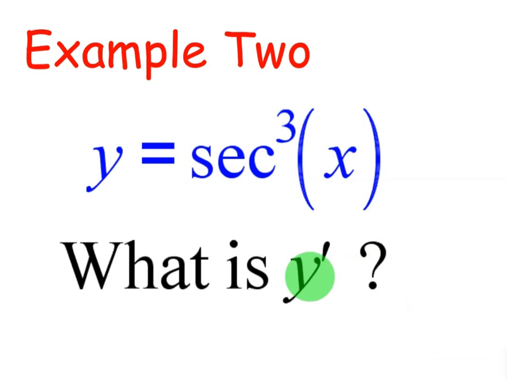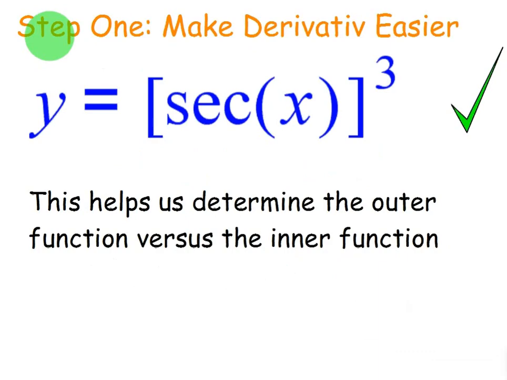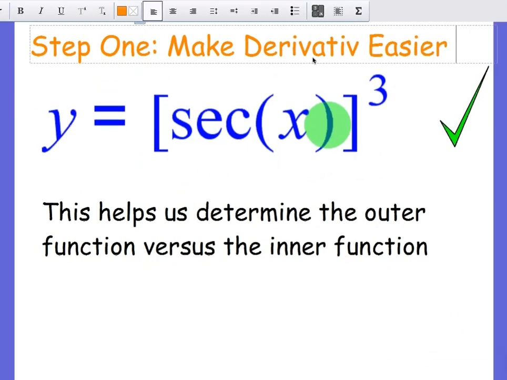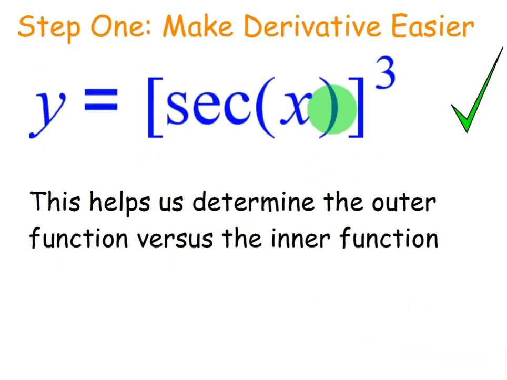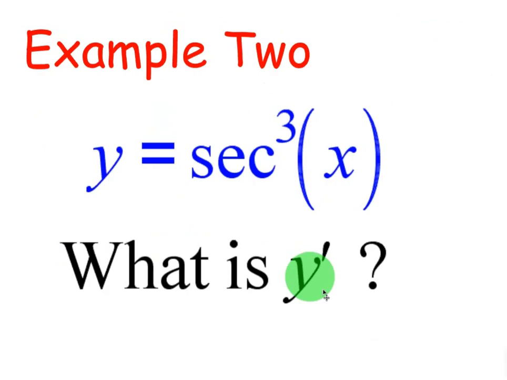So anyways, let's go ahead and follow the steps we learned before. Now, step 1, remember, is to make the derivative easier. When I see an exponent to a trig function, what I like to do is move it all the way out so that I can clearly see that the 3 is on the outside.